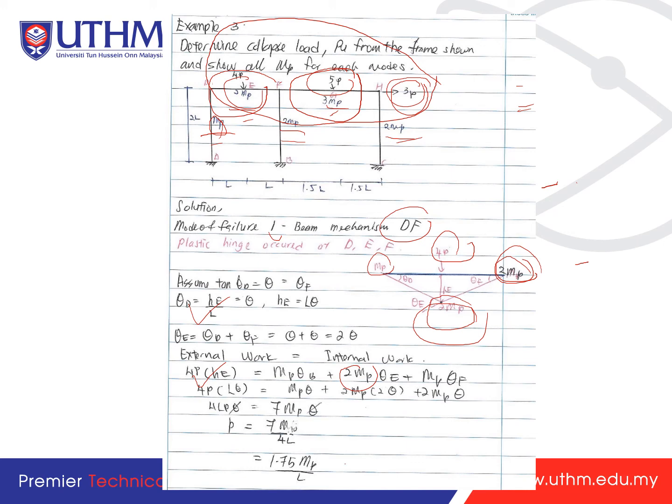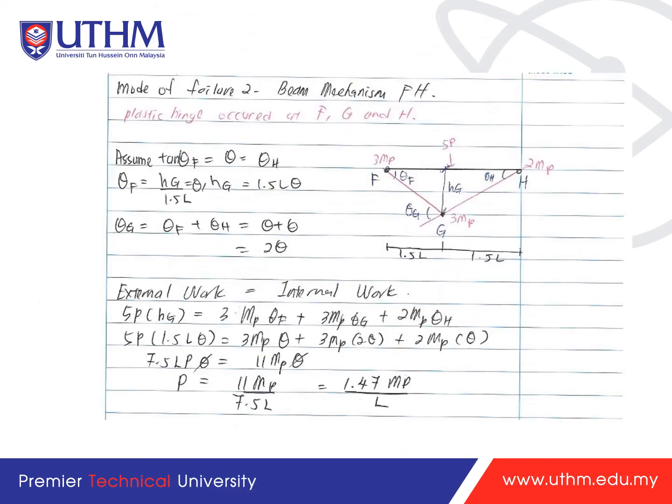So after you solve it, you will get P is equal to 1.75 MP over L for this first mode. Okay, then we will go to mode number 2, which is the beam mechanism of half hash. So now you have a 5P here, and then 3 MP at this side, 2 MP at this side, and 3 MP at this side. So after you solve everything, be careful with this MP, and then you will get P is equal to 1.47 MP over L. Okay, the method is the same as the plastic analysis for the beam. The concept is similar, the method is similar also.